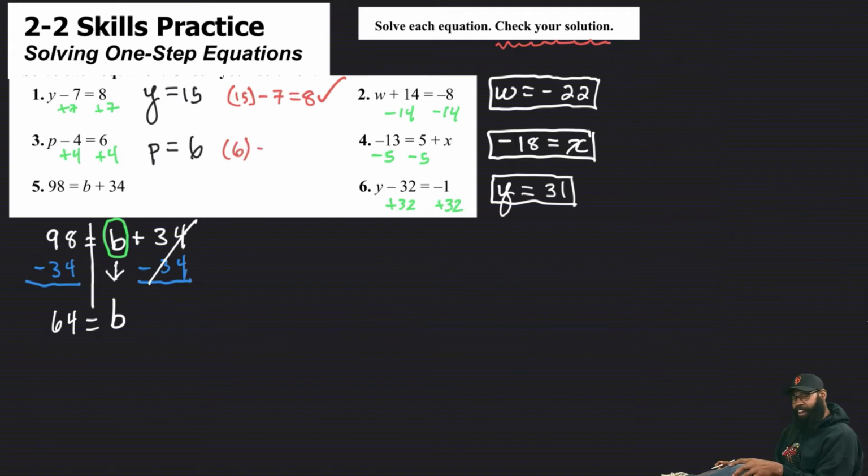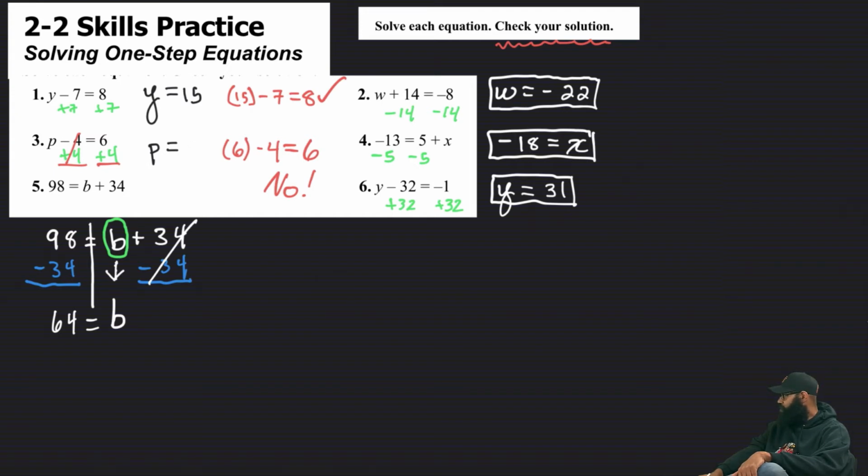6 minus 4 does not equal 6. I must have done something wrong. What did I do wrong? I made a mistake. And if you've been here before, you know, I'm human, you're human. We're going to make mistakes. Never give up, never surrender. And P is actually equal to 10.